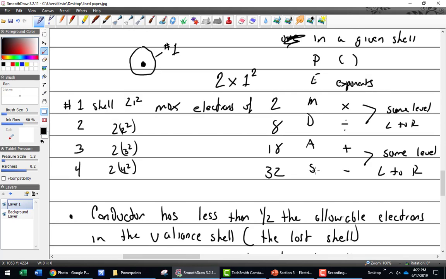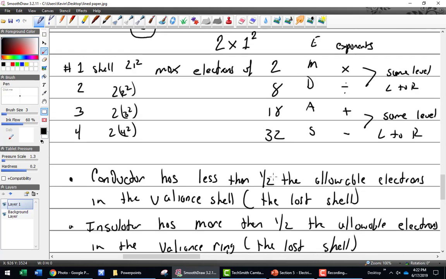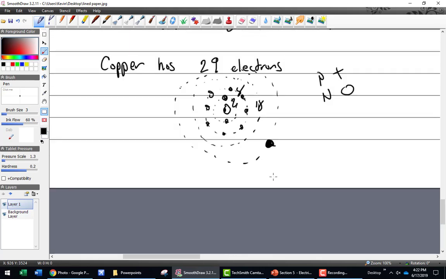So each ring can only have a certain amount, right? That's what we talked about up here. Each ring can only have a certain amount. The first one can only have 2. The second one can only have 8. The next one can only have 18. The next one can have 32. That's for everything. That's the law. So that's for every atom out there, we'll say.